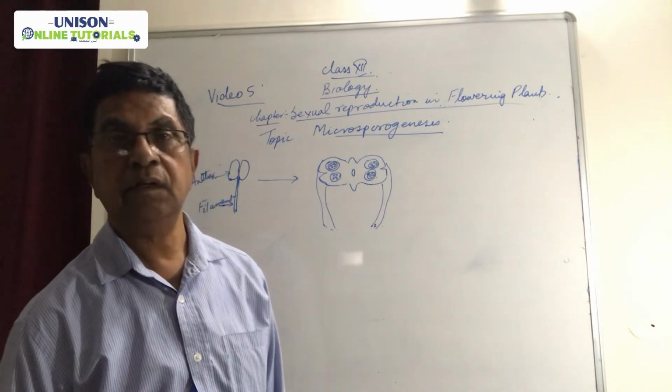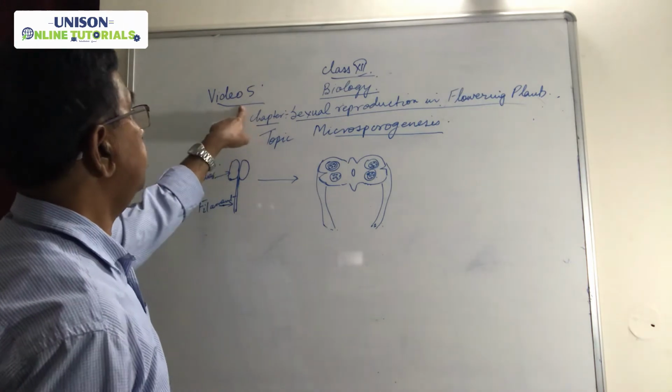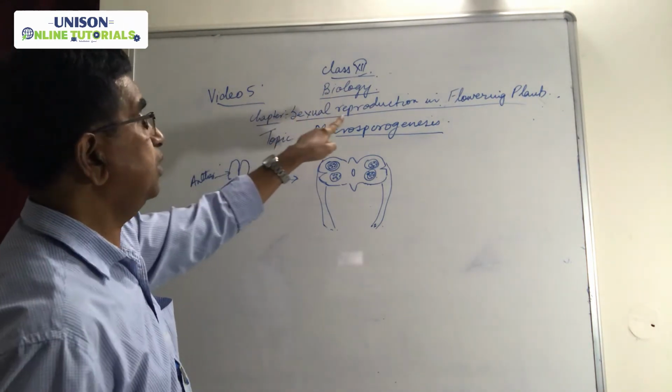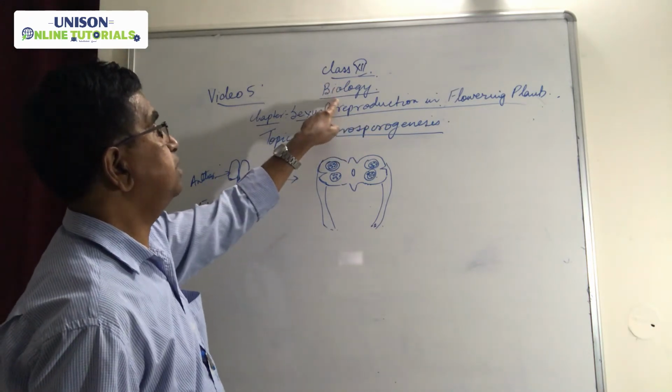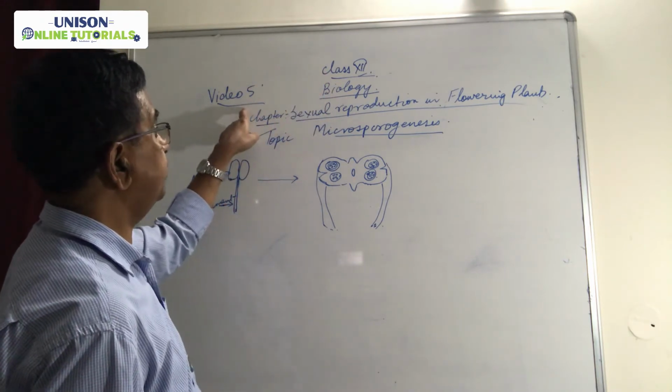Hello students, today we are going to discuss the topic sexual reproduction in flowering plants. Subject is biology and class is 12. This is video number 5.